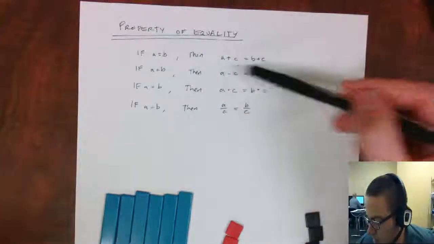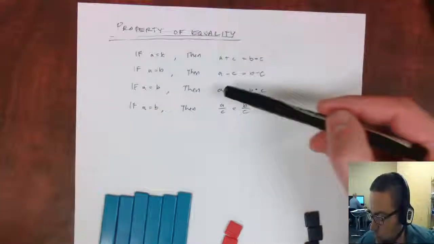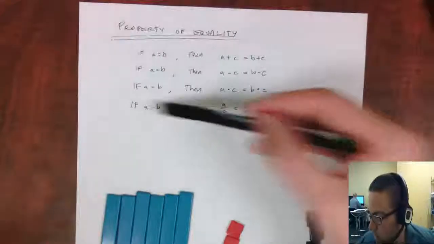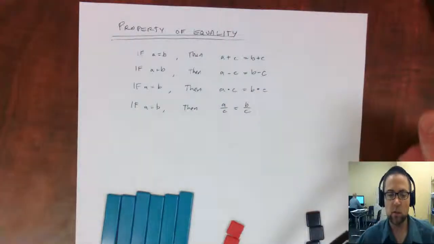Or I can subtract C from both sides. Or I can multiply both sides by the same number. Or I can divide both sides by the same number.